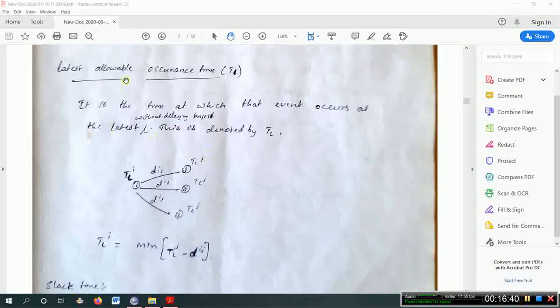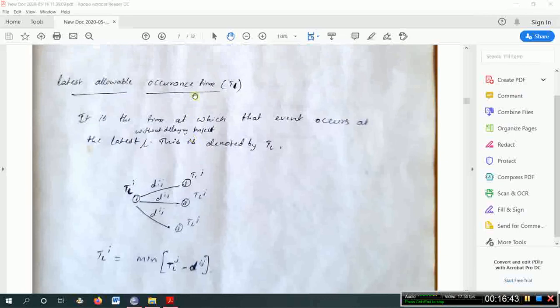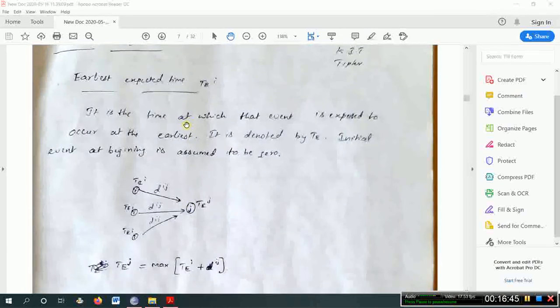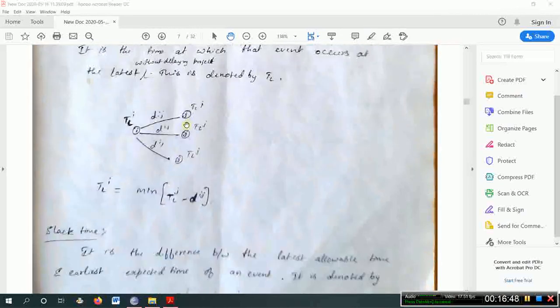Now the latest allowable occurrence time, that is the latest time. This is called the early time, and this is called the latest time. Early and latest times mean that for any activity there are two events. For each event, what is the early time and what is the latest time, the early start time, early finish time, latest start time, latest finish time.